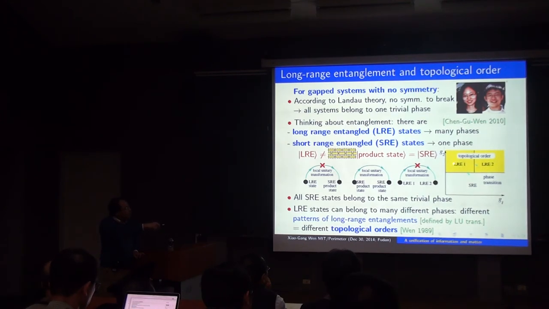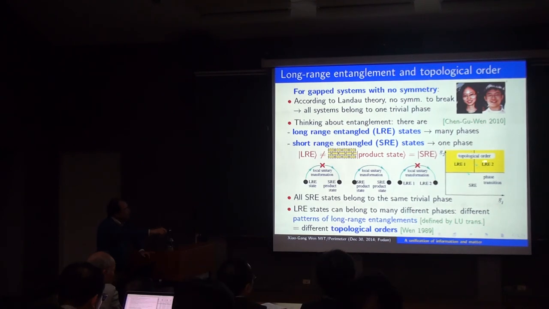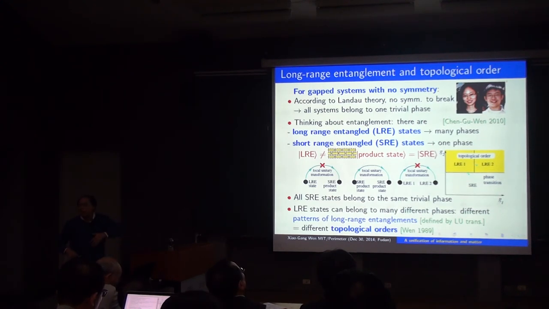But the long-range entangled states and the short-range entangled states cannot be connected by this kind of local scrambling, so they belong to different phases. To go from one state to another, we need a phase transition. For long-range entangled states, we also have different long-range entangled states. These two states are not connected to short-range entangled states via this scrambling, and they are not connected to each other either. So there are different kinds of long-range entangled states, and these correspond to different topological orders. This is how we use entanglement to understand new quantum matter or new phases.